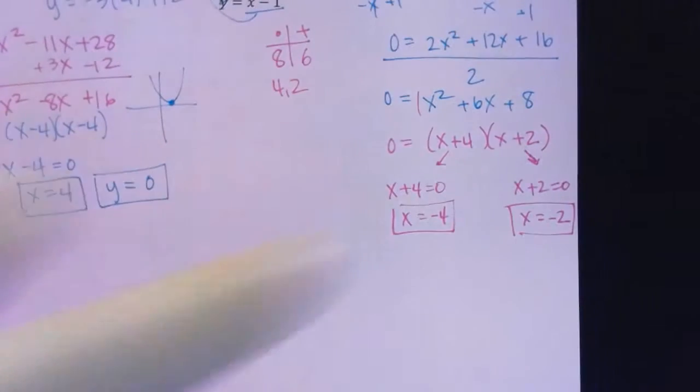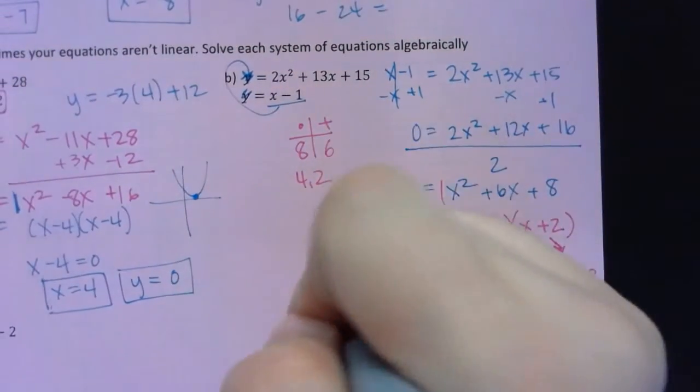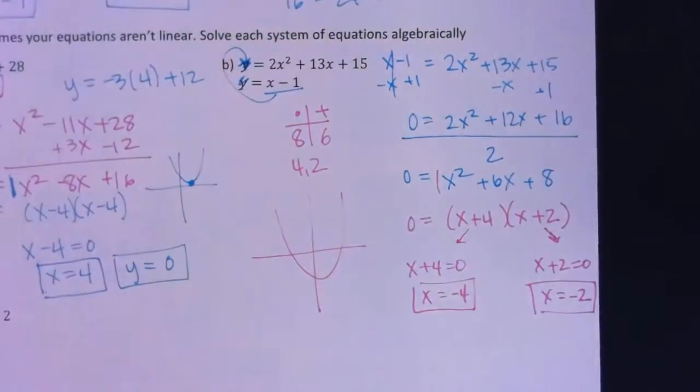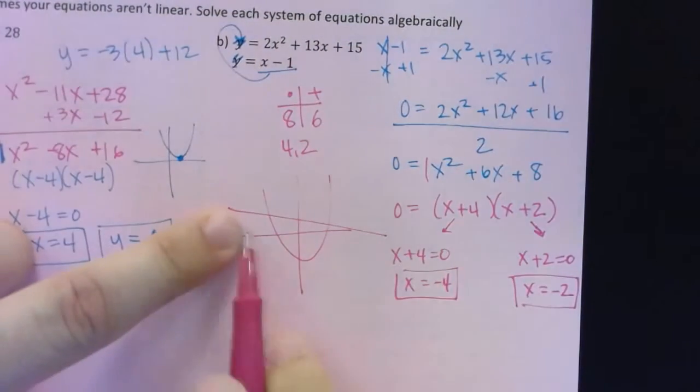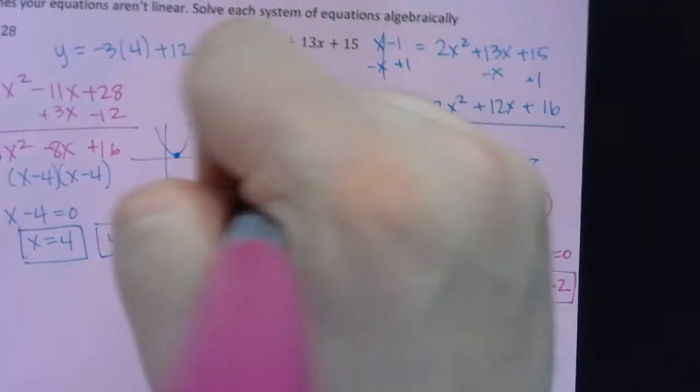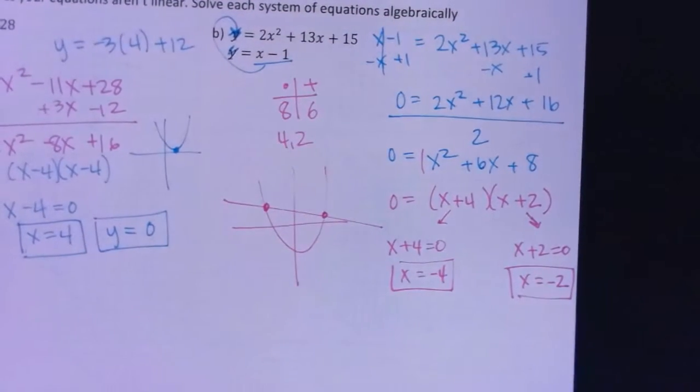So that means I'm going to have two sets of answers. When x is negative 4, y is going to be something. When x is negative 2, y is going to be something. If I were to graph these, the first one would look, I don't know, something like that. And the line would look something like this. It means that line and the parabola cross twice. This would be one answer. This would be the other answer. We just have to figure out what those are.